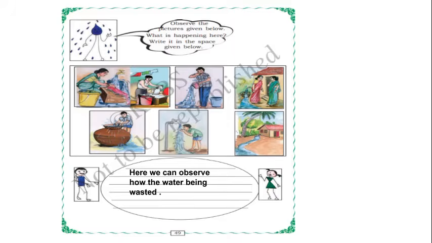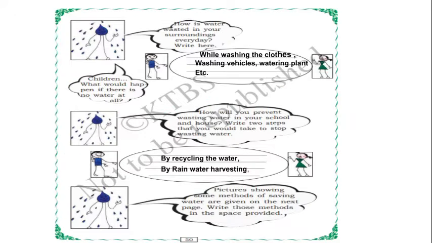So that boy is drinking the water, but the water from the tap is running very fast, and the two ladies are talking, and unnecessarily that tap water is flowing. Like that, here we can see how the water is being wasted, isn't it? We should not waste the water, because only 1% of useful water is suitable to use, isn't it?